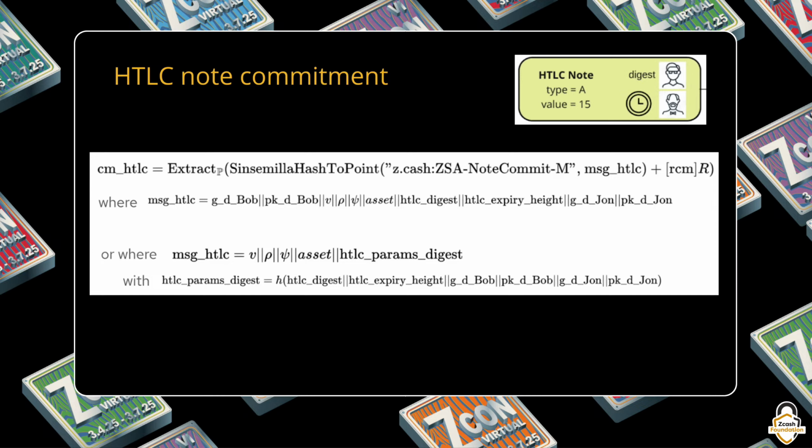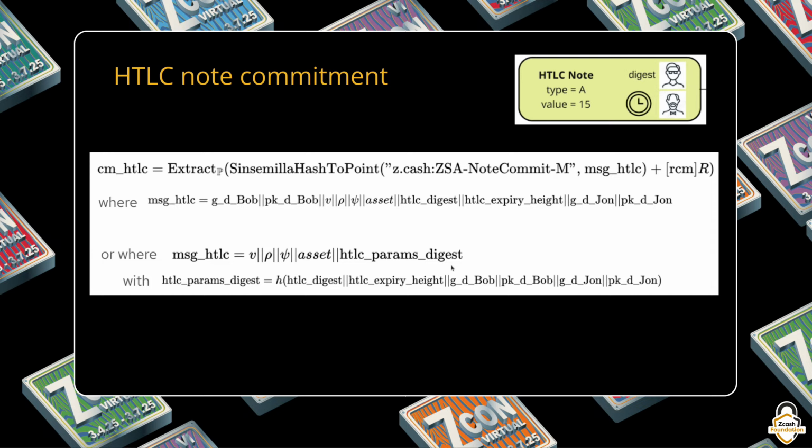Another option would be, outside of the ZK proof, to evaluate a hash of all HTLC parameters, the digest, the expiry I, and Bob and John public addresses, to obtain the HTLC params digest, and then to hash the concatenation of the traditional parameters with the HTLC params digest inside the node commitment.